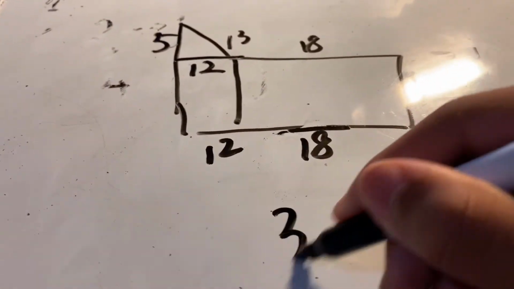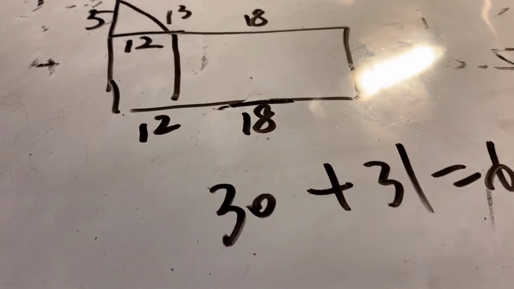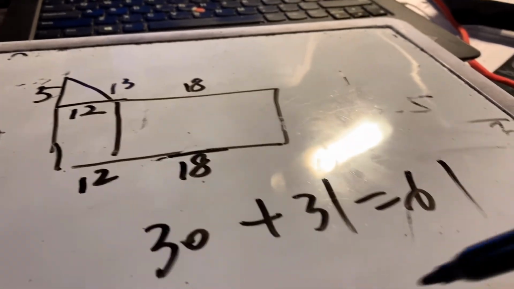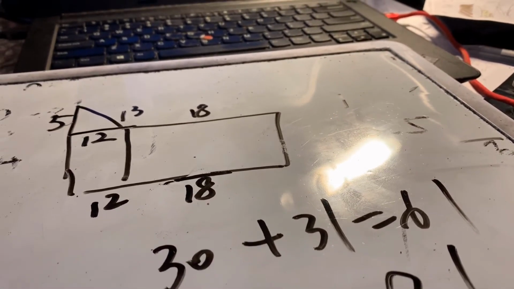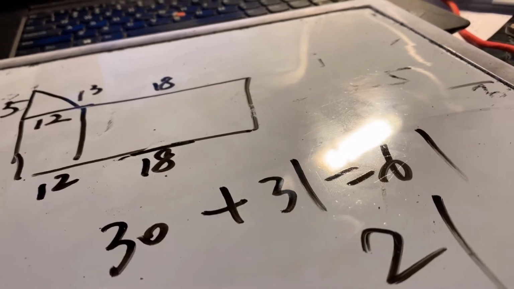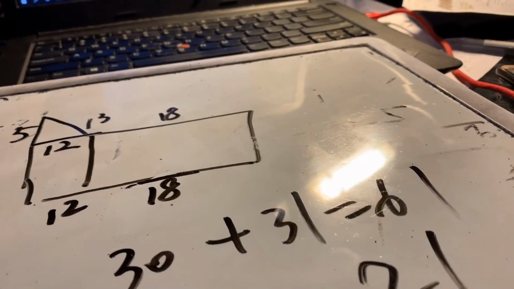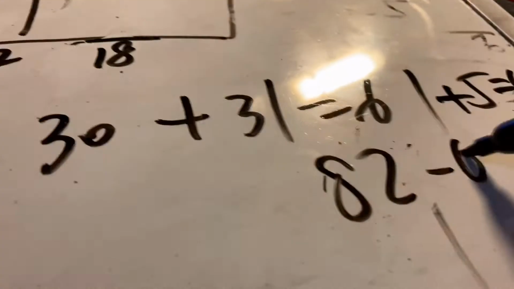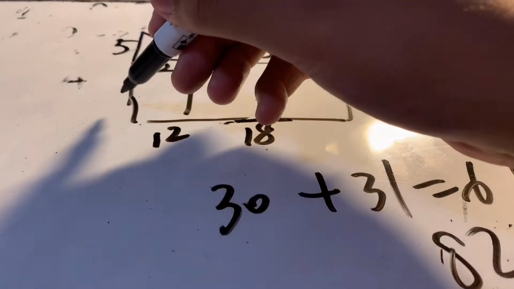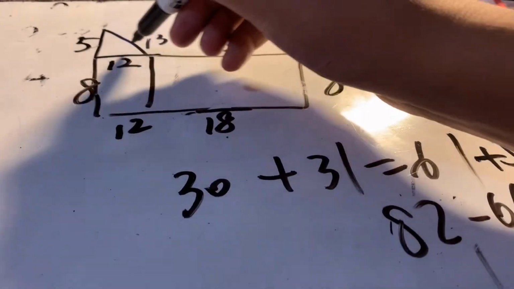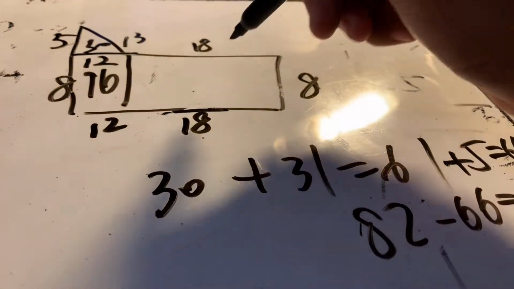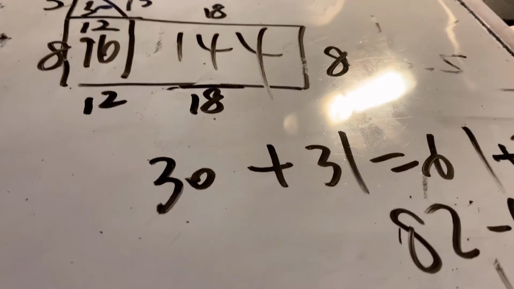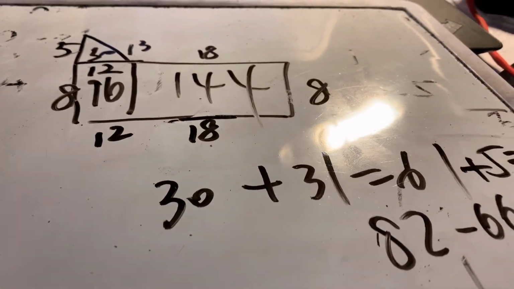Since we know the perimeter is 61 and we know the perimeter is 82, there is 21 left. 61 plus 5 is 66. So 82 minus 66 is going to be 16, and here it is going to be 8. So we know 30, 96, 144, 270 are going to be the final answer. We have done the first 10 problems.